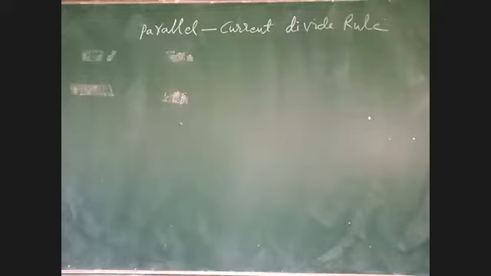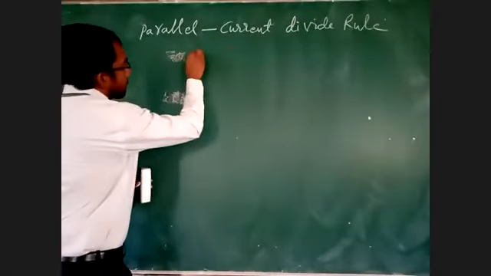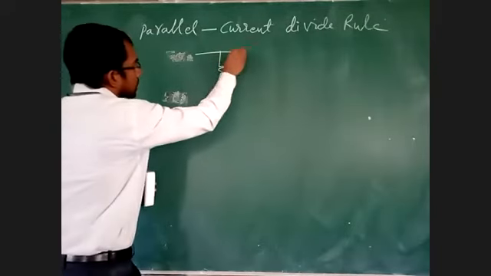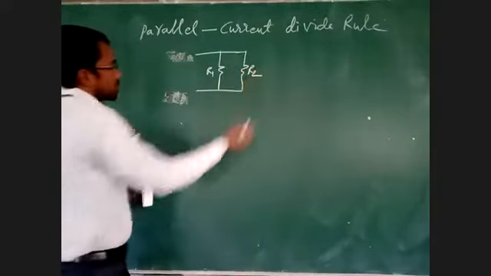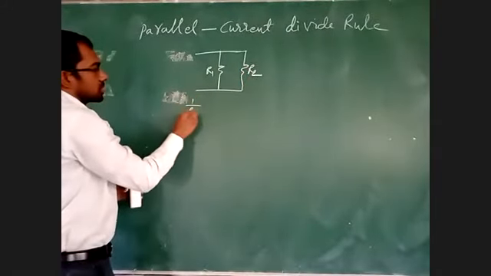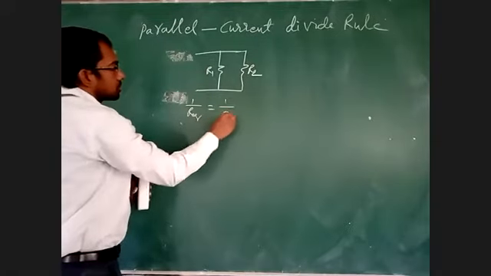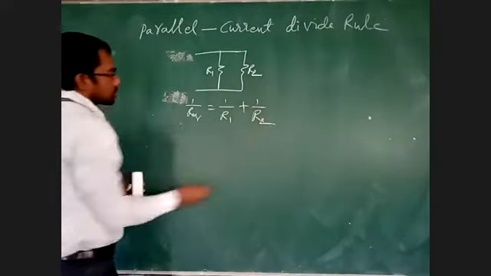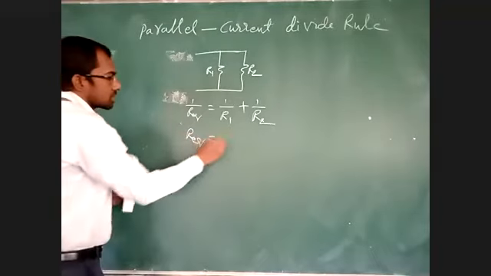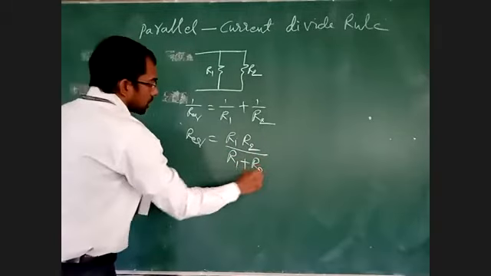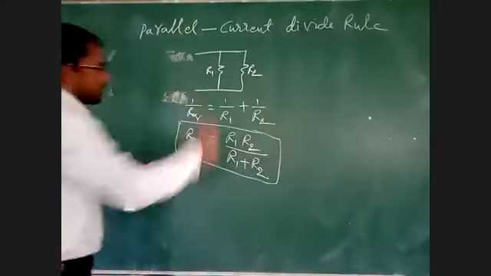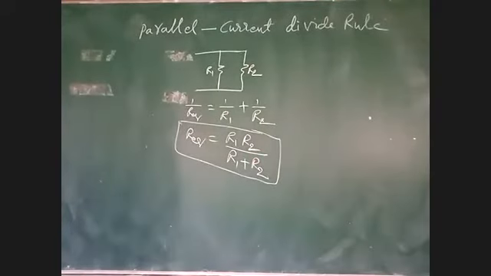Now we'll see this. Let us take this is R1, this is R2. Equivalent resistance: if you simplify this, we'll get, already I have explained this one, if two resistances are in parallel, your equivalent resistance is R1 R2 by R1 plus R2. Note down this.